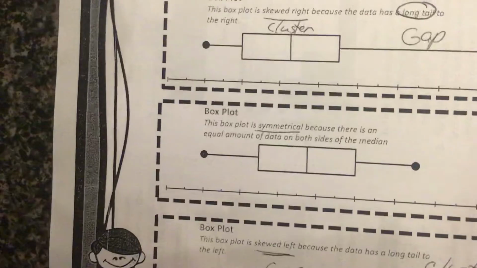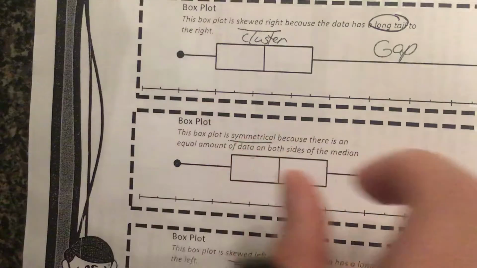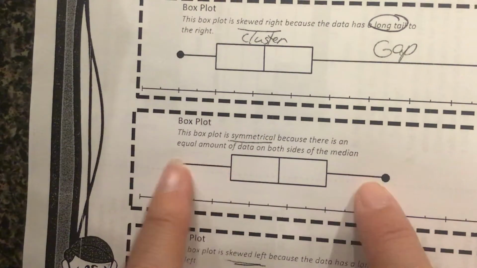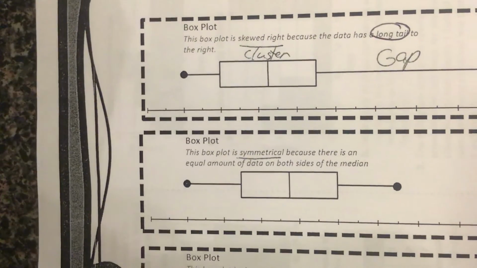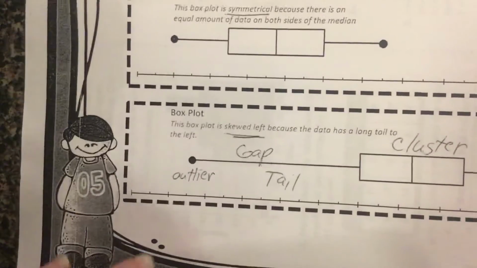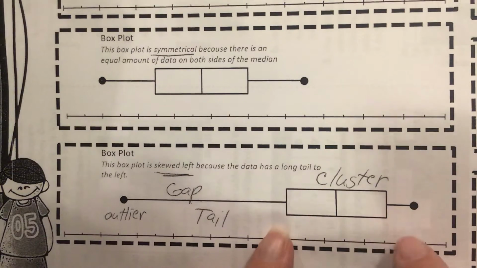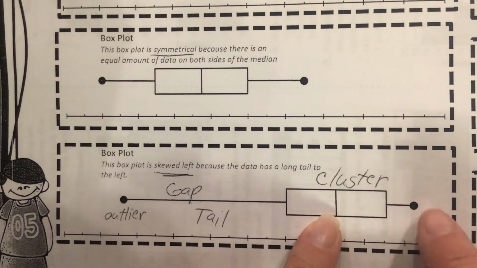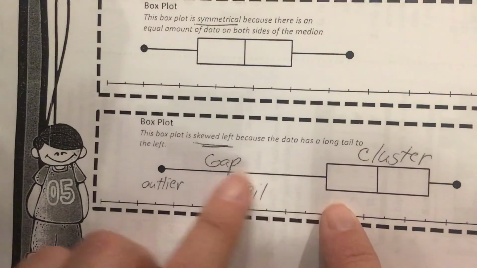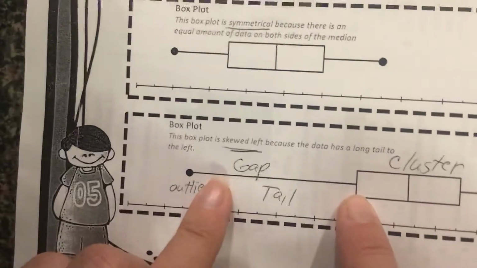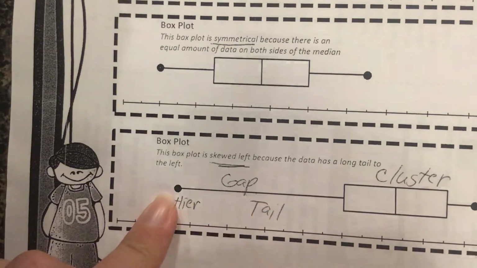Okay? Your box plot on this one is symmetrical because you can see mostly on both sides, your whiskers are about the same. So that would be symmetrical. They're all pretty even. Okay, and if you notice this one, it's going to be skewed to the left. Again, here's your cluster: your maximum, your HQR, your median, your LQR. And then you have a tail where your gap is. And then your outlier, which is your minimum, all the way to the left, which makes it skewed left.